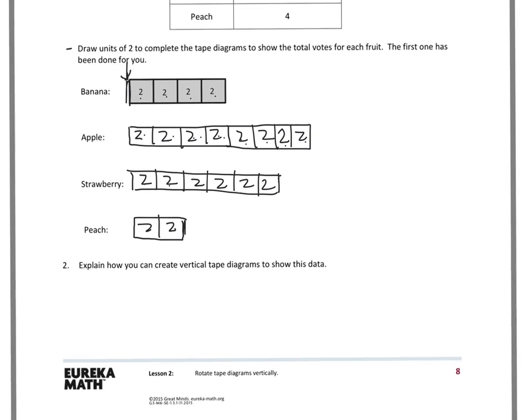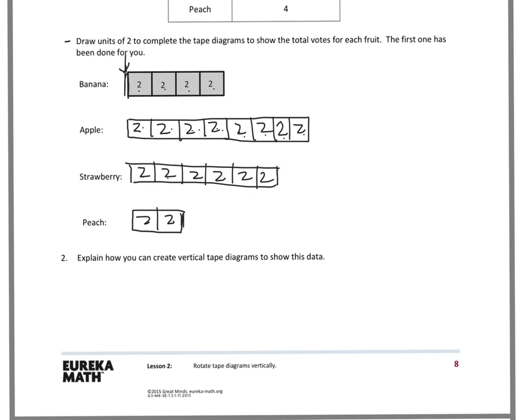So let's go down and take a look at 2. It says, explain how you can create vertical tape diagrams to show this data. And the way that I can do this is I can take my tape diagrams and turn them, meaning rotate these tape diagrams so they're standing upright. And I'll show you kind of what I mean with the page here, and then I'll actually draw it.